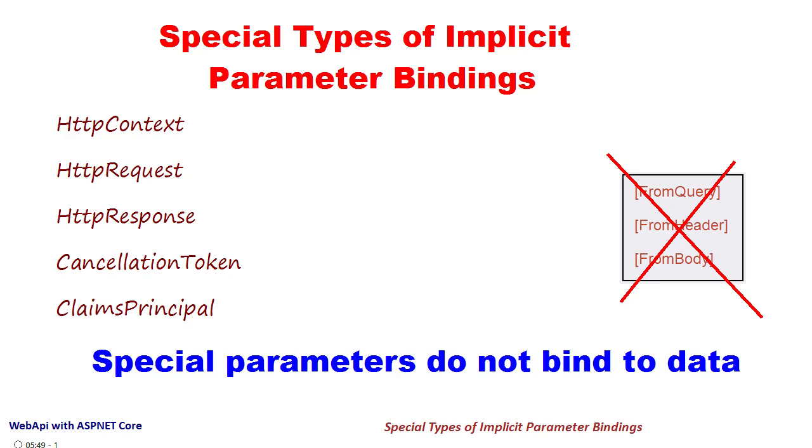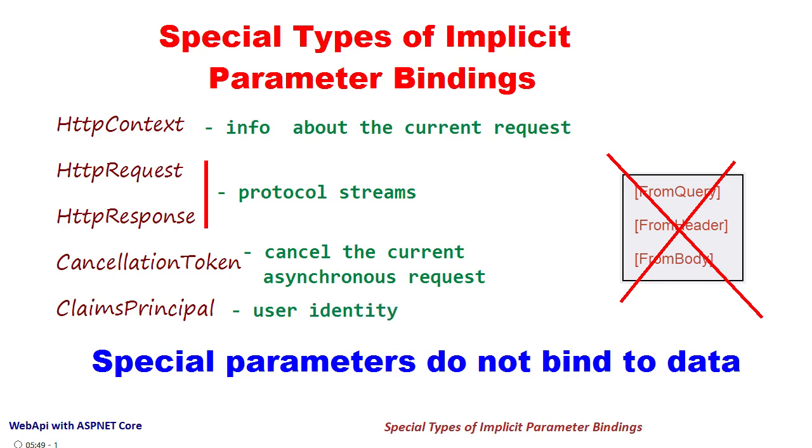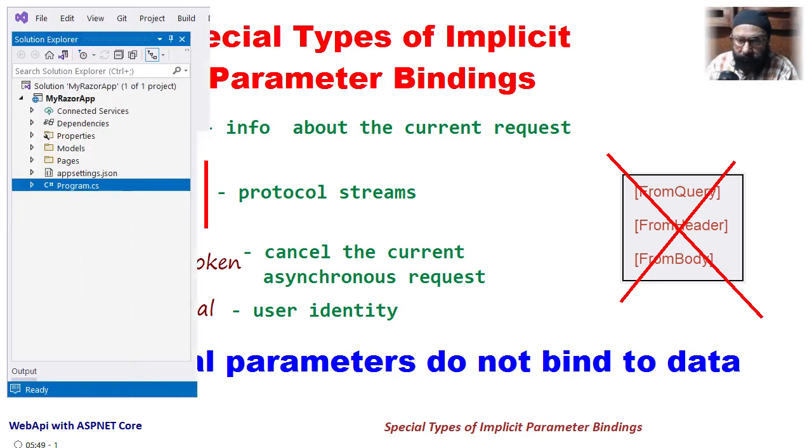HTTP context contains information about the current request. HTTP response and HTTP request provide access to the protocol streams. Cancellation token provides us the ability to cancel the current asynchronous request, and the claims principal is about the user identity associated with the current request. Let's next have a look at an example usage of these types of parameters.